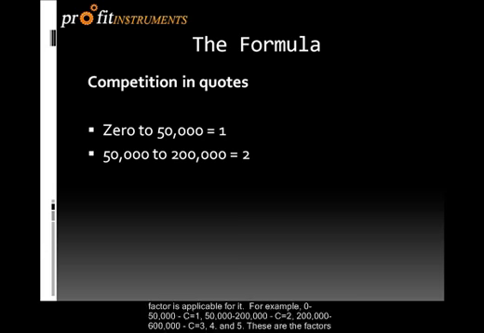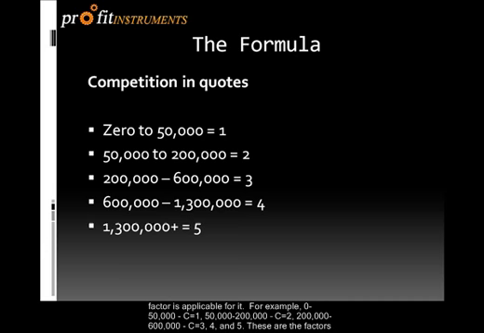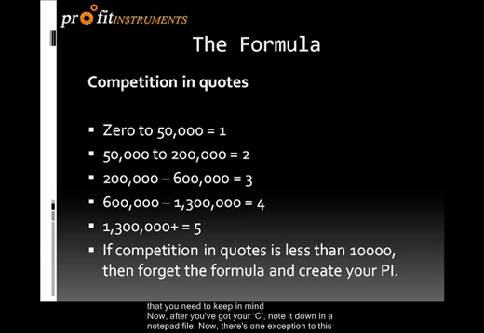For example, 0 to 50,000, C equals 1; 50,000 to 200,000, C equals 2; 200,000 to 600,000, C equals 3, and then 4 and 5. These are the factors you need to keep in mind. After you've got your C, note it down in a notepad file. Now there's one exception to this rule: if competition in quotes is less than 10,000, just forget everything and create your profit instrument. That's the way to go.